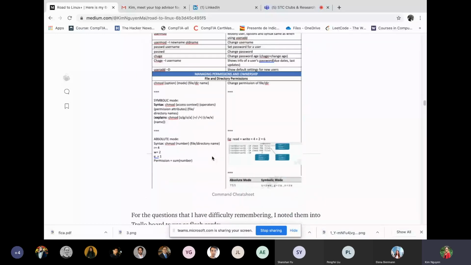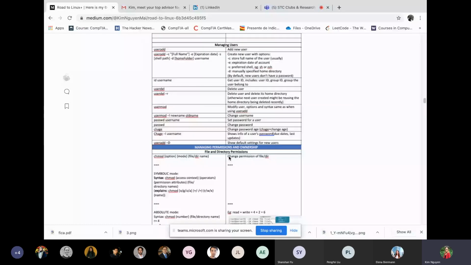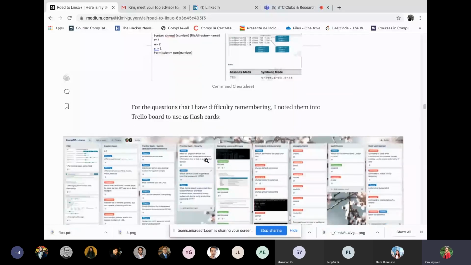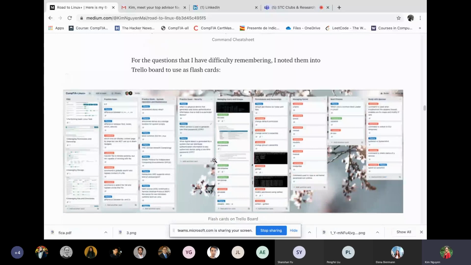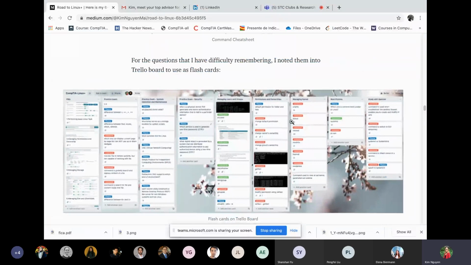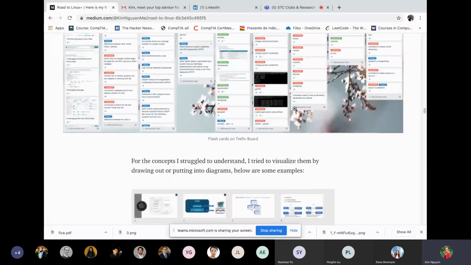Here's just a cut of one of those. And I also put them into a Trello board to make flashcards like this for me to study, because I forget things a lot. It's so much to learn. So I think it's pretty helpful.